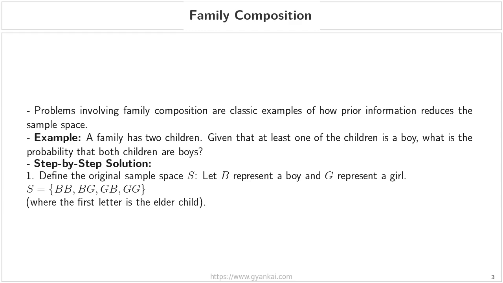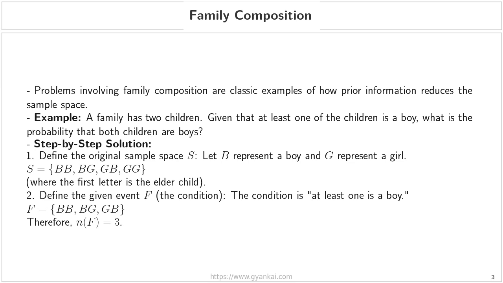In a 2-child family, the possible outcomes are BB, BG, GB, and GG. Note that I'm listing the first letter as the elder child. So our total number of outcomes in the original sample space is 4.